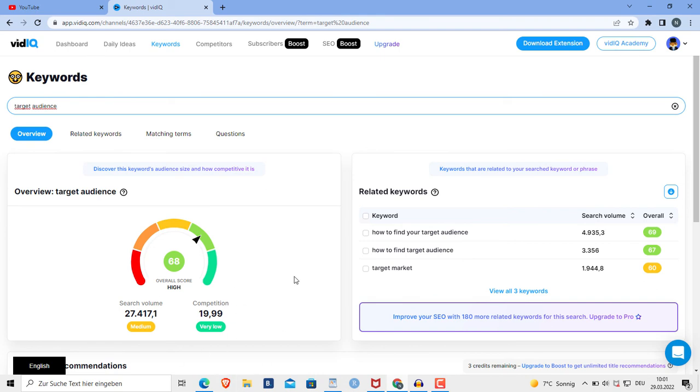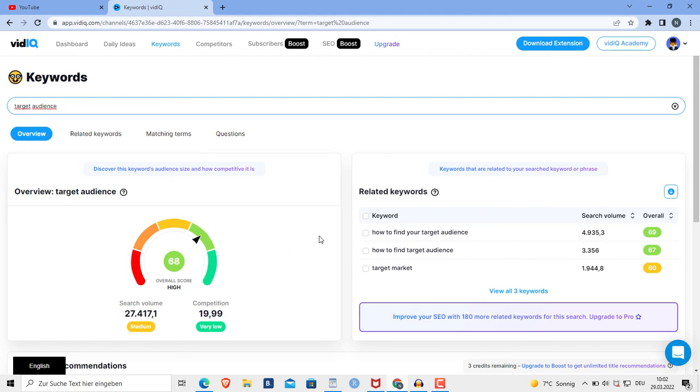Then let's take a look at the competition. And it says very low. The competition score is around 20. The overall score accounts for 68, which means rather an easy topic. We've got a search volume and the competition is rather low, so it seems that the topic target audience is an interesting topic.